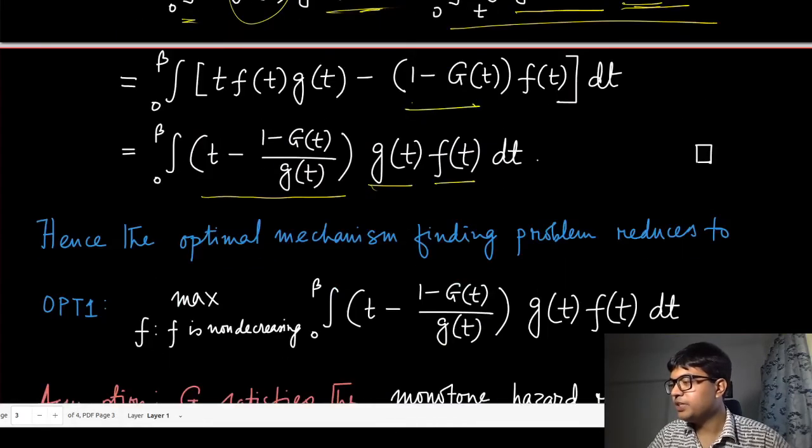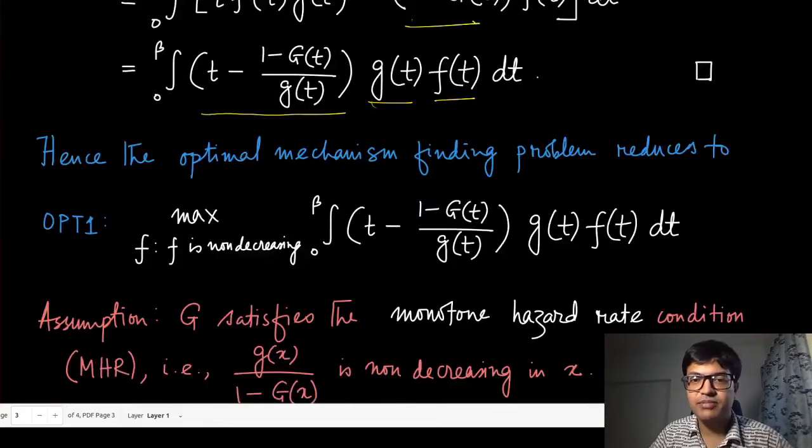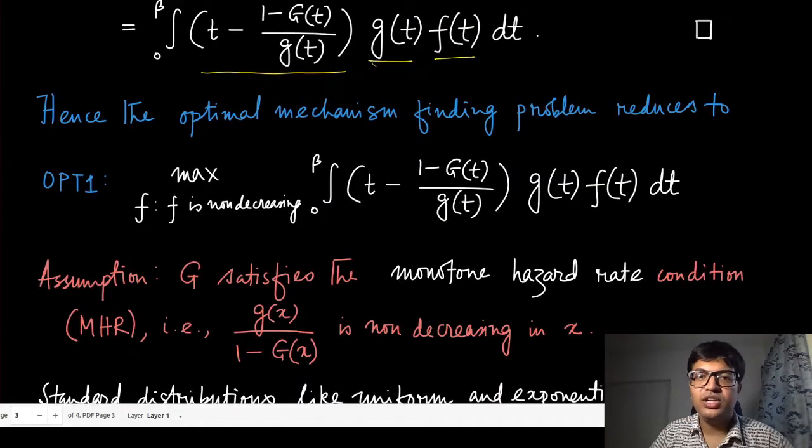So the expected revenue is given by this rather simpler formula, and now the optimal mechanism that we are trying to find solves this problem of maximizing this quantity subject to the condition that f is non-decreasing.